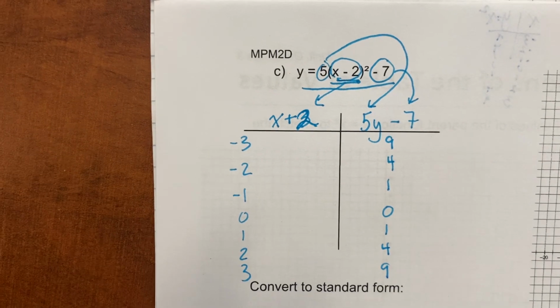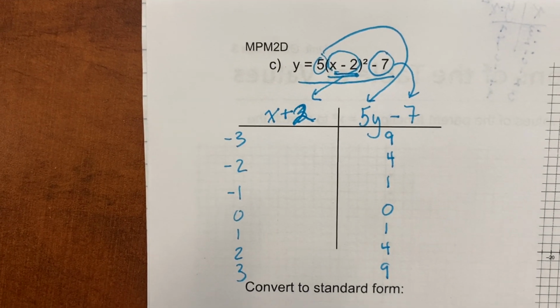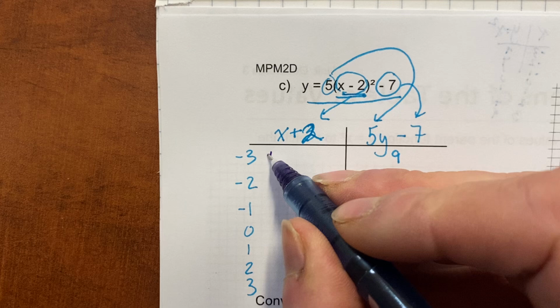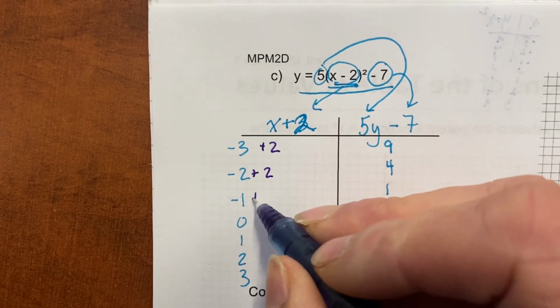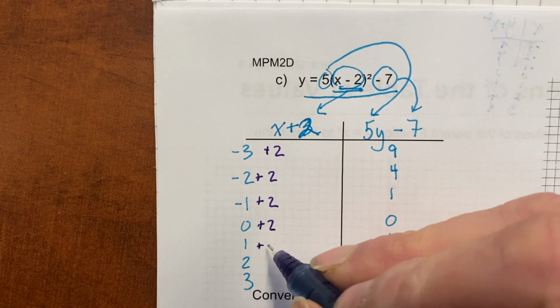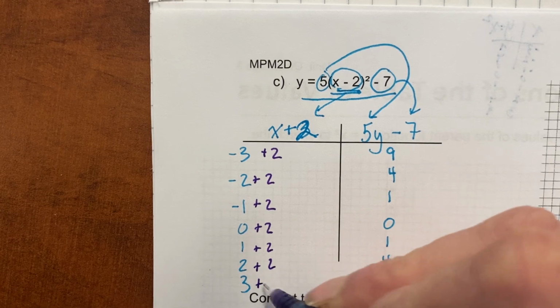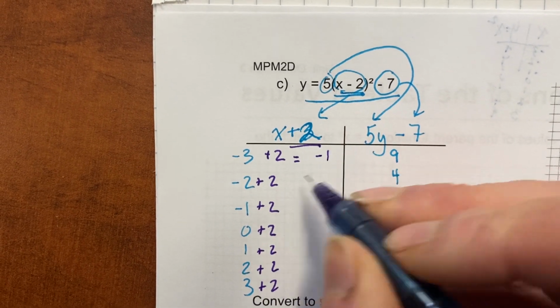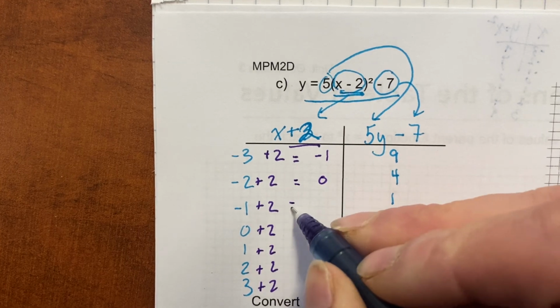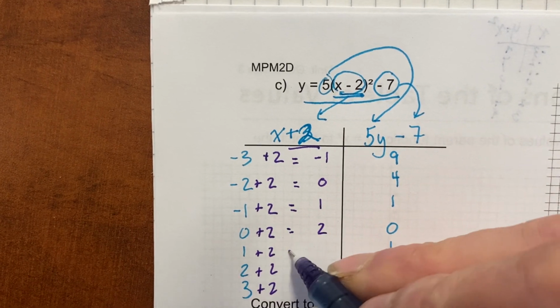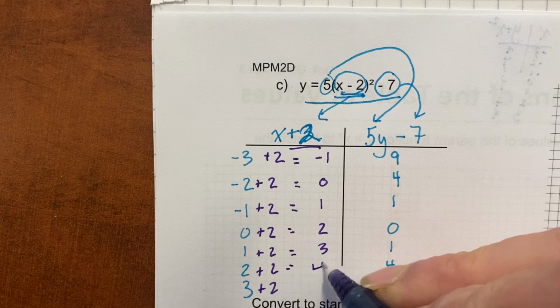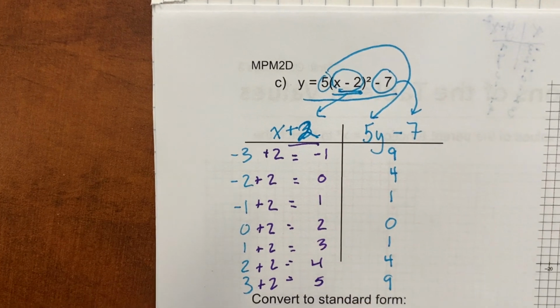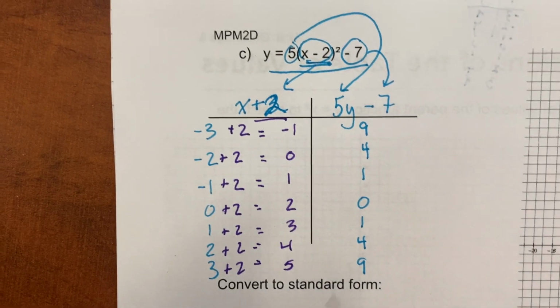So now I'm going to take my transformations and apply them to my values. I'm going to add 2, add 2, add 2, add 2, add 2, add 2, add 2, because that's the transformation I'm doing. Negative 1, 0, 1, 2, 3, 4, 5. That was the easy side. Now for the other side.